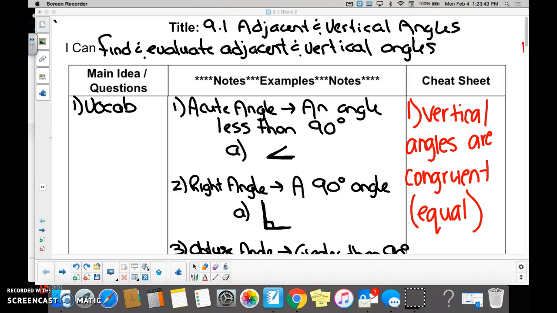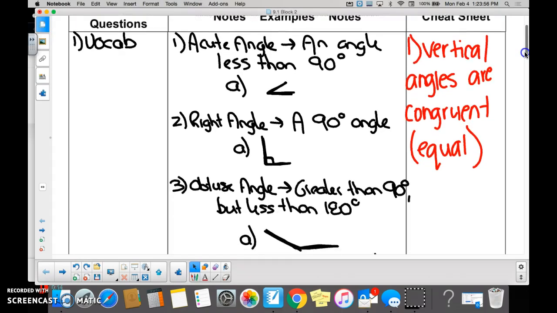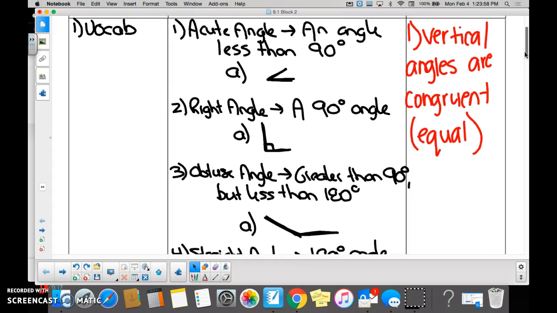9.1 Adjacent and vertical angles. I can find adjacent angles. Yes or no? Can we do it? Yes. All right. Acute angles are less than what? 90 degrees. Right angles are what? 90 degrees. Obtuse angles are greater than 90 degrees but less than 180 degrees.